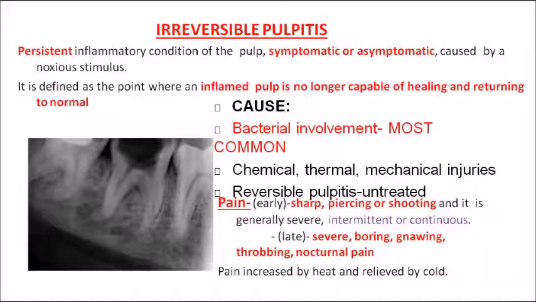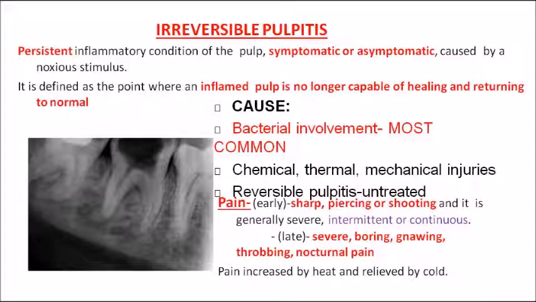If the pulp is not treated when it has reversible pulpitis, that stage goes further and becomes irreversible pulpitis. If no treatment has been delivered at the stage of reversible pulpitis, then the pulp goes into the irreversible change. That means it cannot be reverted back to normal pulp.